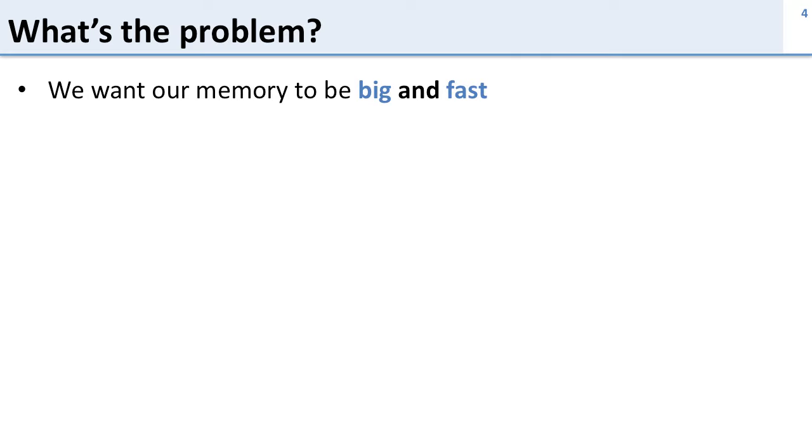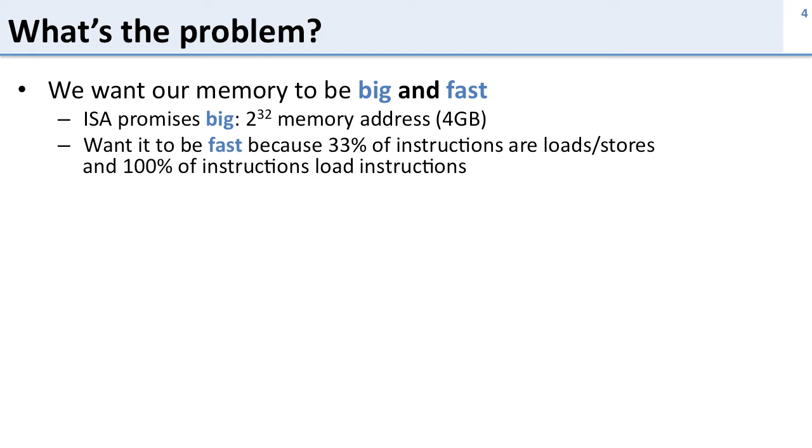So what's the problem that we're going to solve with this memory hierarchy? Well, it's that we want our memory to be big and fast. And this isn't just nice to have, but we need it. We need to have a big memory because the ISA has promised a large memory. We have a 32-bit address space, which means the ISA tells the programmer that they have 4 gigabytes of memory to work with. And even if we're running on a machine with less than 4 gigabytes, we still need to support that. We also want the memory to be fast.